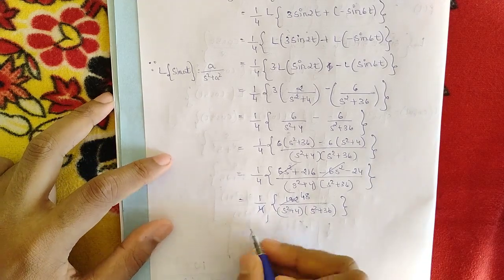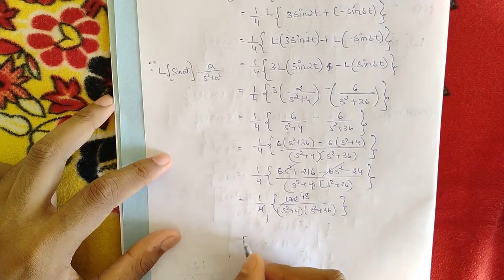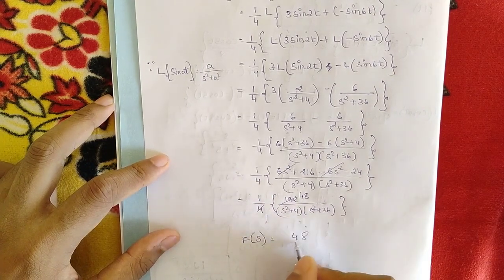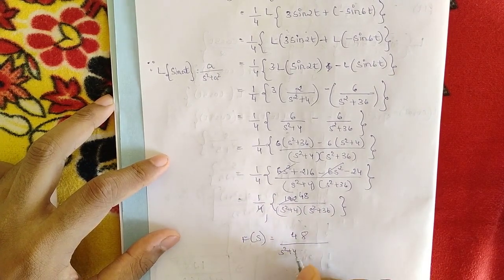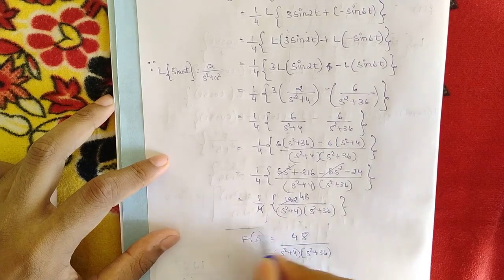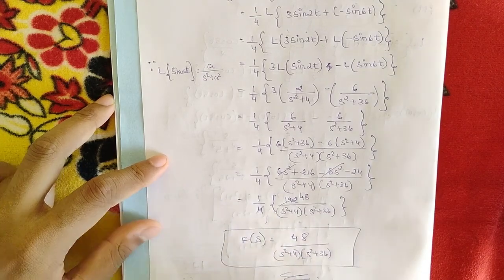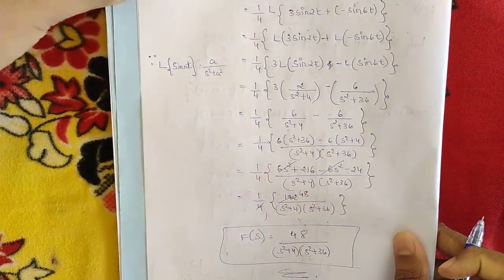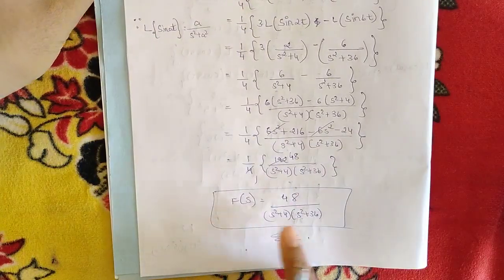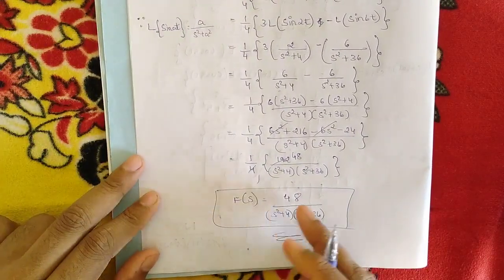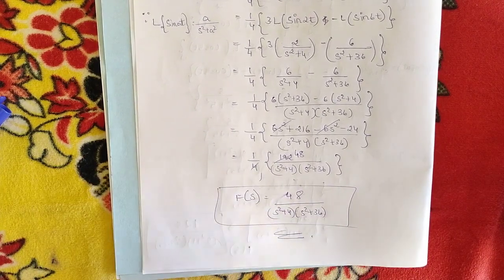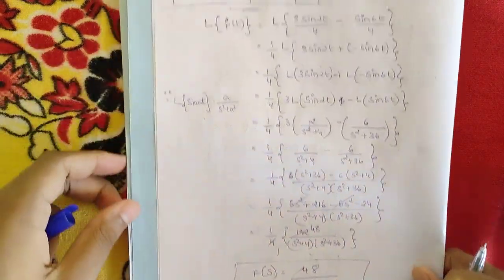Okay, so now our final answer we get is f of s is equal to 48 divided by s square plus 4 into s square plus 36. Okay, so this is our final answer, guys, for this problem, sine cube 2t. We have taken the Laplace transform, and in terms of the s domain we have got this answer, that is 48 divided by s square plus 4 into s square plus 36. Okay, so please note it down.